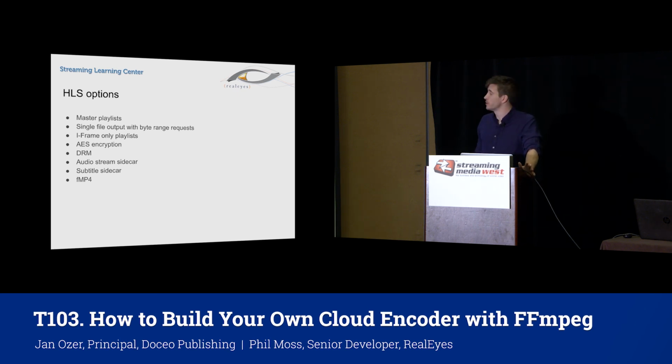So it gives you a bunch of HLS options. We'll be talking more specifically about HLS today. You can create the master manifests. You can do a single file output with byte range requests. You can get iframe only manifests. You can do AES encryption, whether that's sample AES or AES 128. You can do DRM, all sorts of different DRM. You can do audio stream sidecar. You can do subtitle caption sidecar. And you can do fragmented MP4.